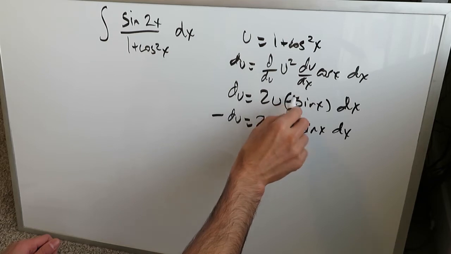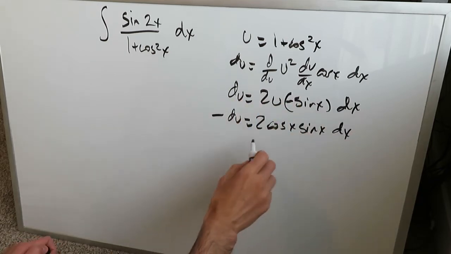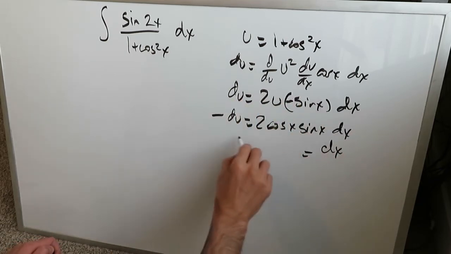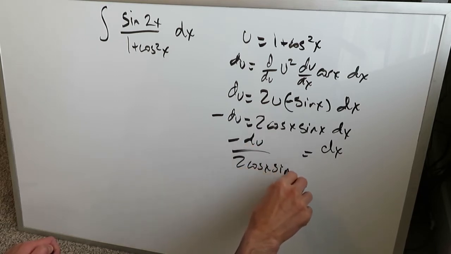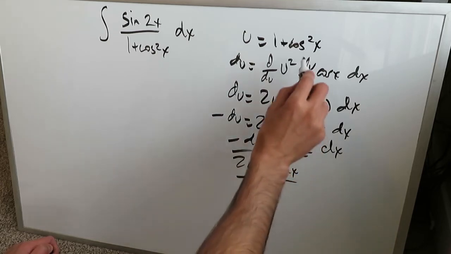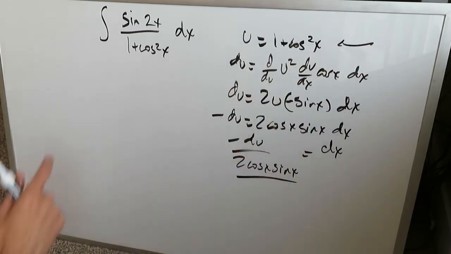You have the minus sign, you can just bring it right over here on the other side. You can literally transfer this minus sign anywhere along this line. You have to solve for dx. Dx is equal to minus du over 2 cosine x sine x. See, here's our substitution over here, and here's our substitution over here to be done over here.